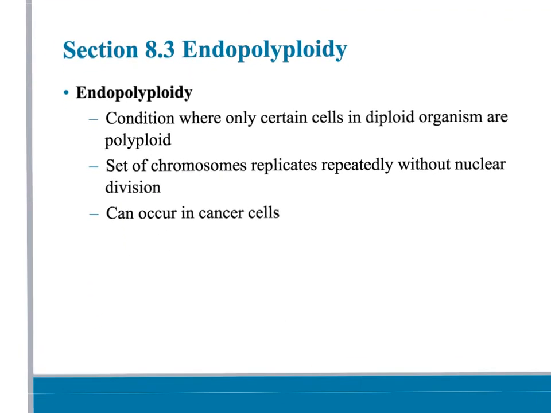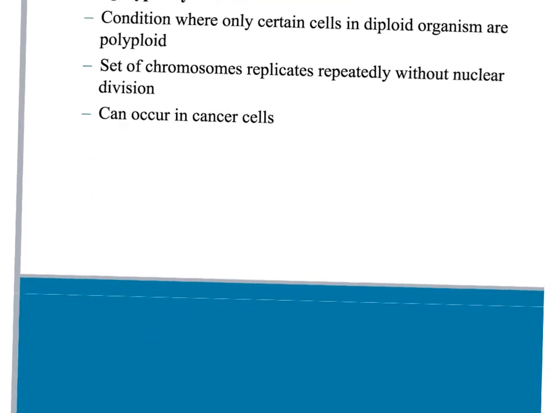And then endopolyploidy is a condition where only certain cells in the diploid organism are polyploid, and a set of chromosomes replicates repeatedly without a nuclear division. So that's basically uncontrolled cell growth. You see that more often in cancer cells, that prolific cell multiplication. They're replicating repeatedly, but they're not dividing the nucleus, and you don't see any chromosomes separating, but you end up with this prolific cell growth that gives you a tumor.